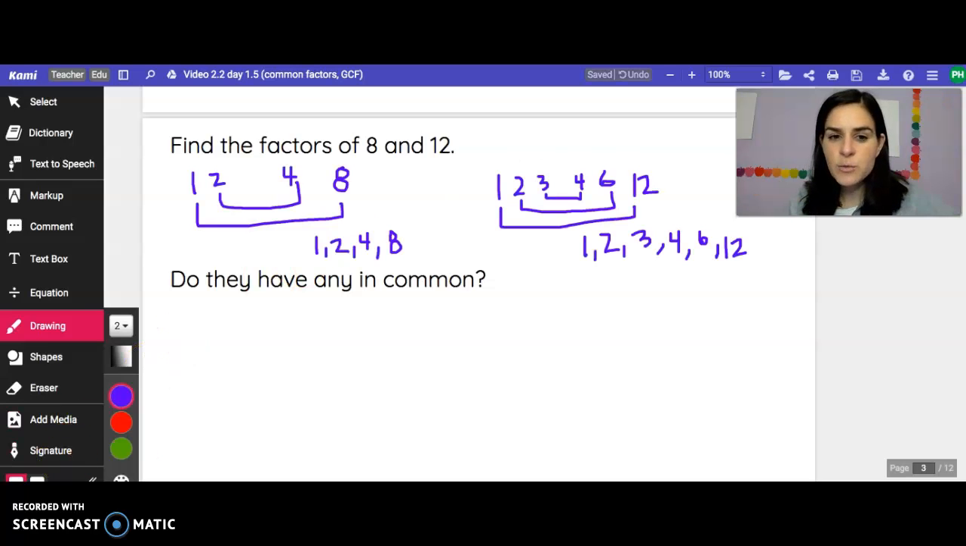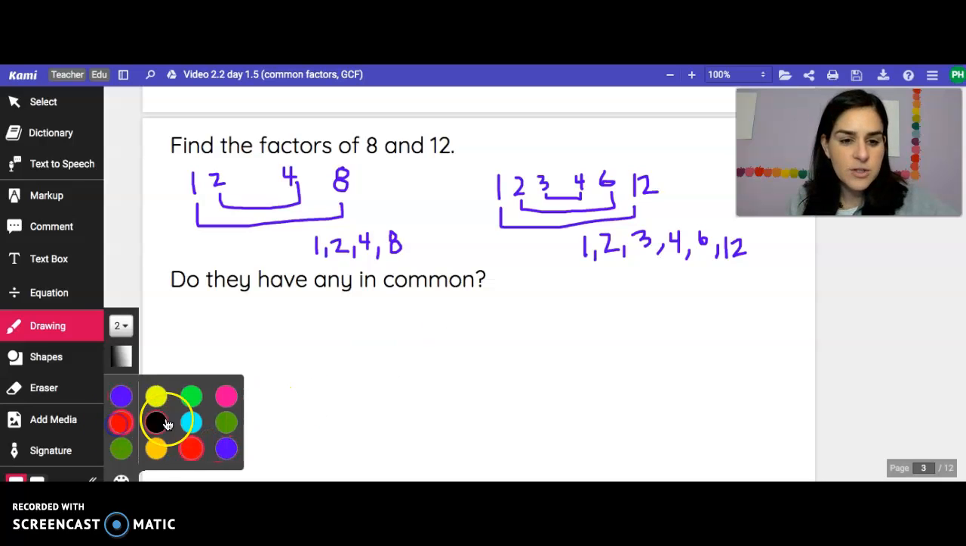All right, so check your work. The factors of 8 are 1, 2, 4, and 8. And the factors of 12 are 1, 2, 3, 4, 6, and 12. And now the second part of our question is, do they have any in common? And by that I mean, do they have any that are the same?